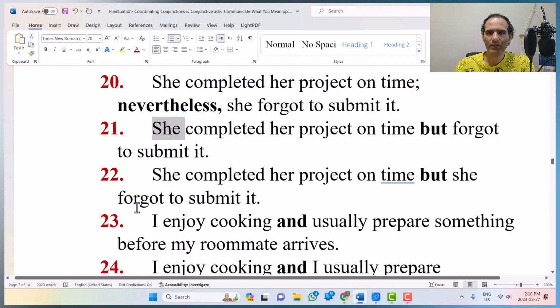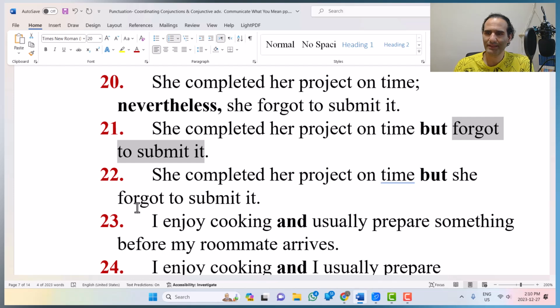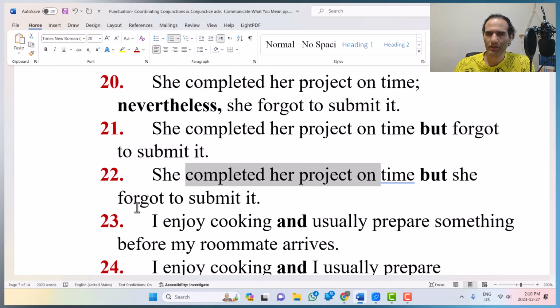Number 21, she completed her project on time but forgot to. It is not an independent clause, so we don't need a comma. She completed the project on time, but she forgot. 2 independent clauses, a comma before.